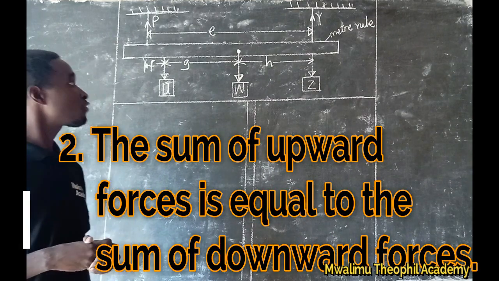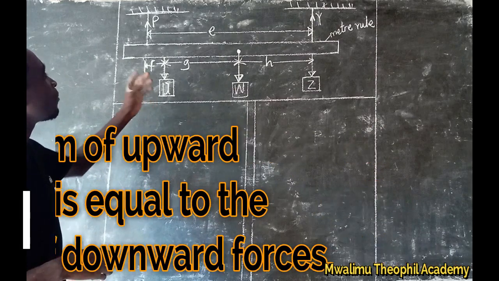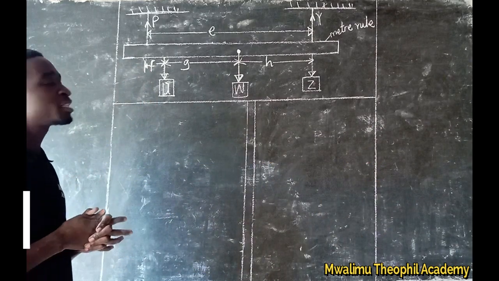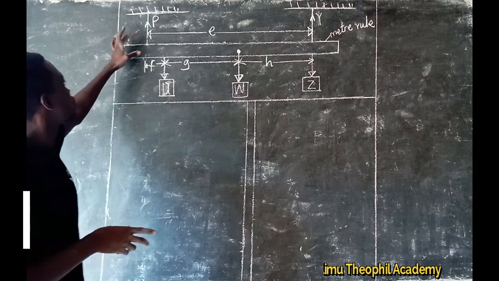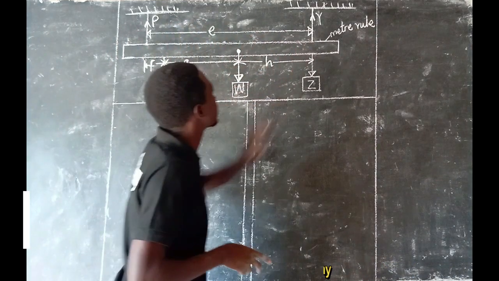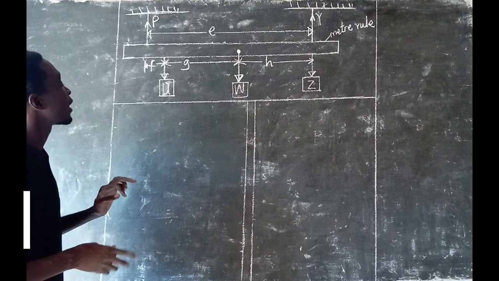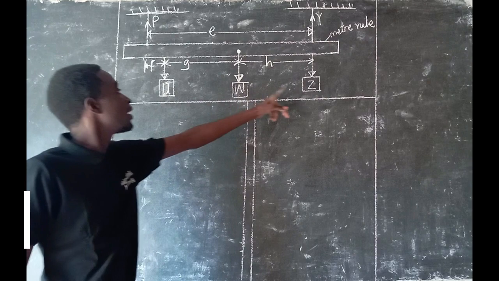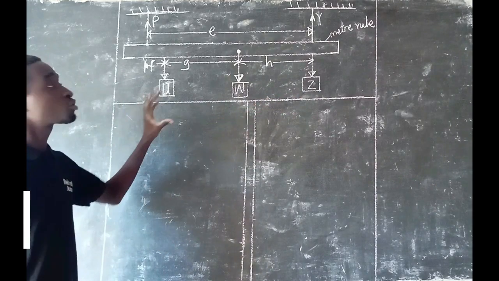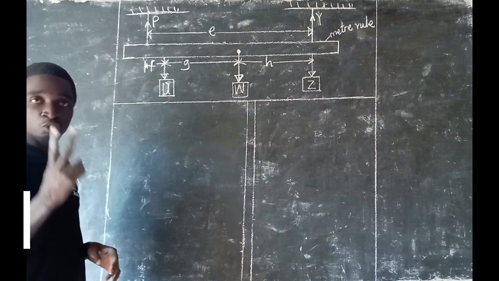Now, I have this diagram. This is a diagram of a metal ruler, which is balanced horizontally. Under this diagram, we see it is held by two forces, two upward forces, as you can see. Also, it carries three downward forces, which are forces U, W, and Z. So, I'm going to use this diagram to elaborate these two conditions.